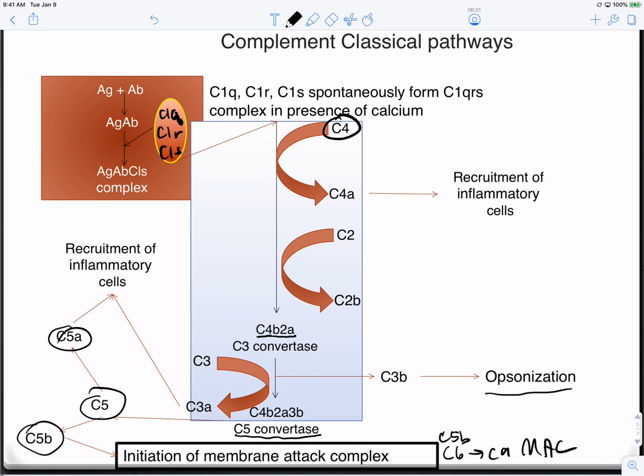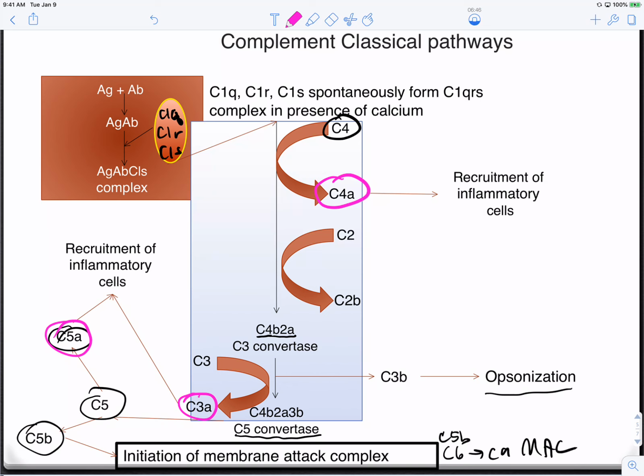And this is the MAC complex. Your anaphylatoxins are going to be the C4a, C3a, and C5a. Those are all going to be the anaphylatoxins: pro-inflammatory, recruitment of inflammatory cells.